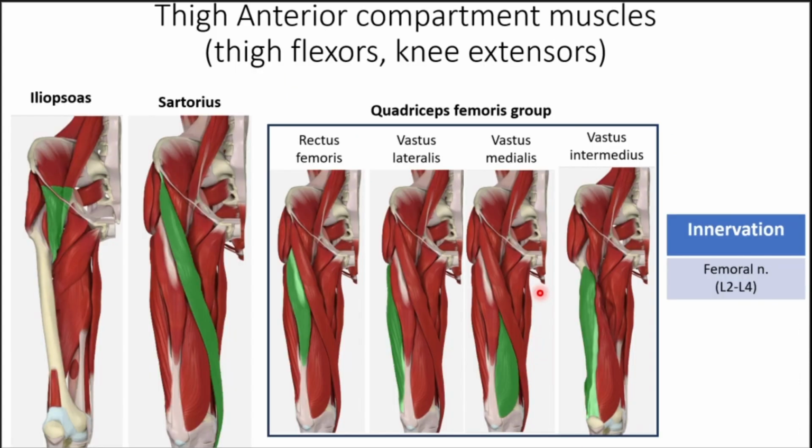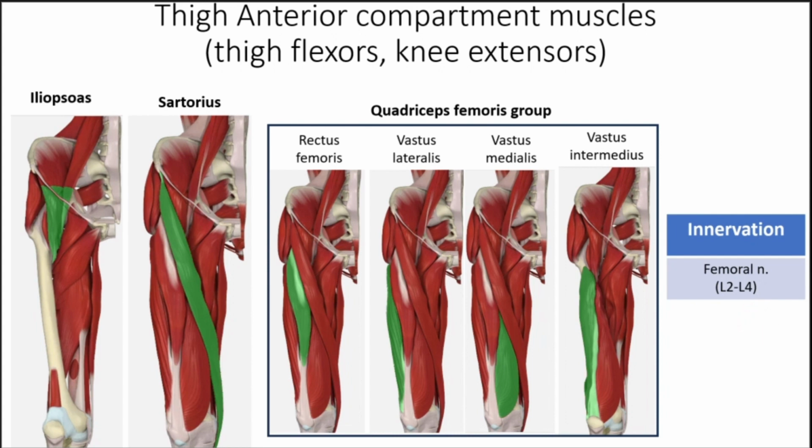The muscles in the anterior compartment of the thigh are primarily flexors of the hip and extensors of the knee because of their anterior orientation. The femoral nerve, originating from ventral primary rami L2 through L4, innervates these muscles. However, each muscle does not necessarily receive innervation from each spinal nerve level between L2 and L4.